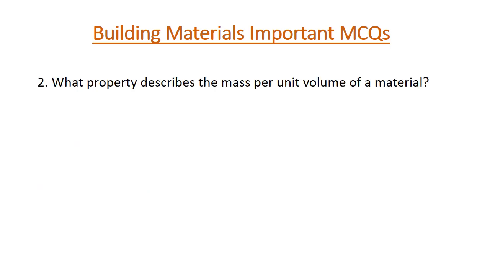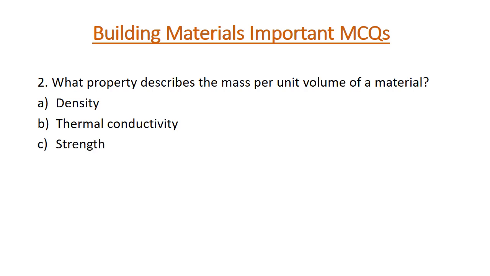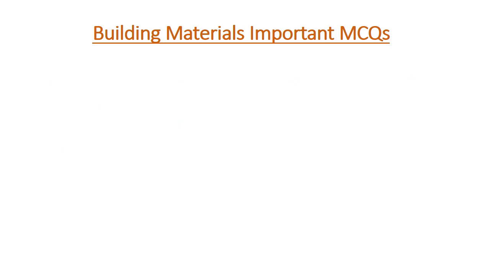Question 2. What property describes the mass per unit volume of material? A. Density. B. Thermal conductivity. C. Strength. D. Fire resistance. The correct answer is density.